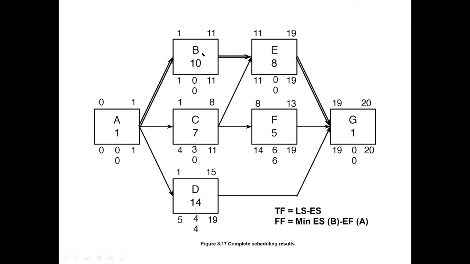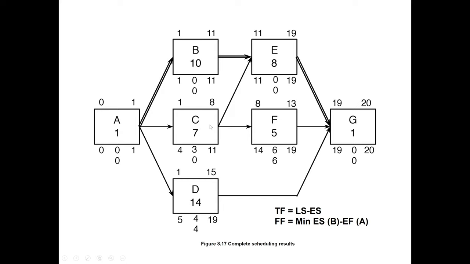From B to E, for B the following activity is E. So it's 11, the early start of the following activity, minus the early finish of the B activity, which is also 11. 11 minus 11 is 0.